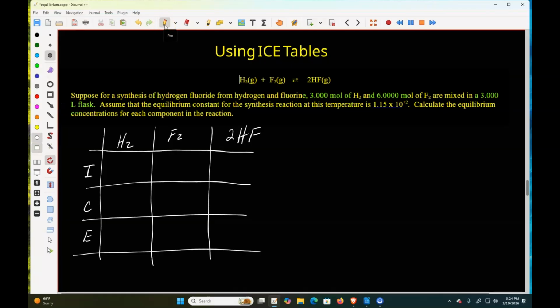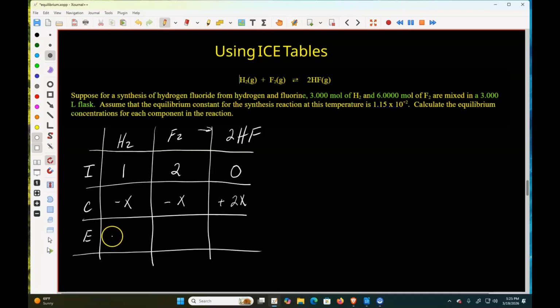So my initial concentration of hydrogen, I have 3 moles in 3 liters, so it's a 1 molar solution. My fluorine, I have 6 moles in a 3-liter solution. That gives me a 2 molar concentration. Initially, I have 0 hydrogen fluoride. Okay, as this reaction proceeds to the right here, I'm going to get less hydrogen. I'm going to have less fluorine, and I'm going to gain more hydrogen fluoride. I'm going to gain 2 times as much because it has a coefficient of 2 in front.